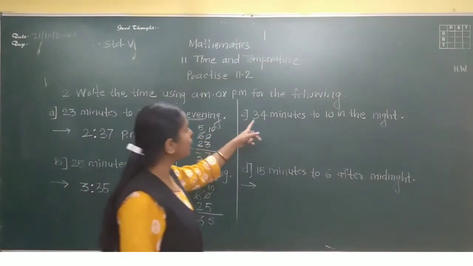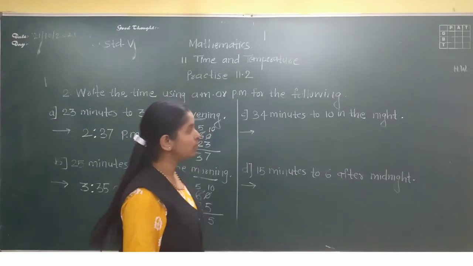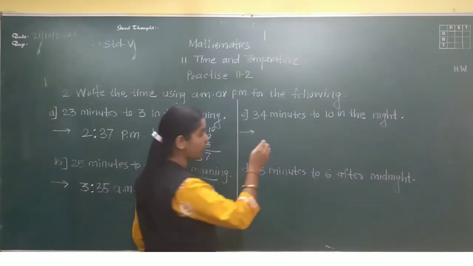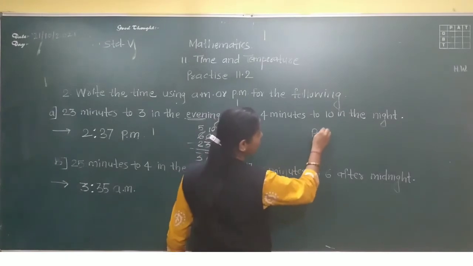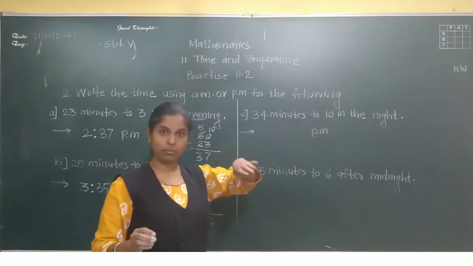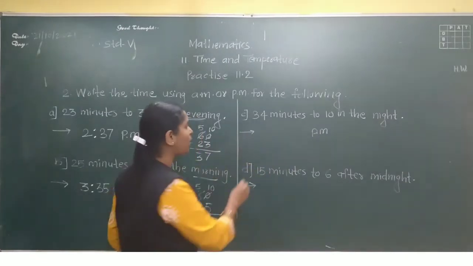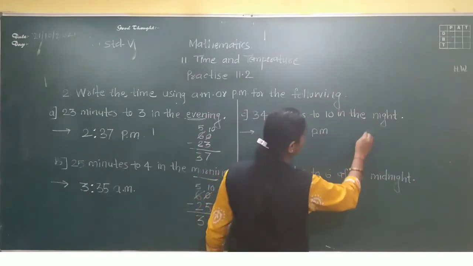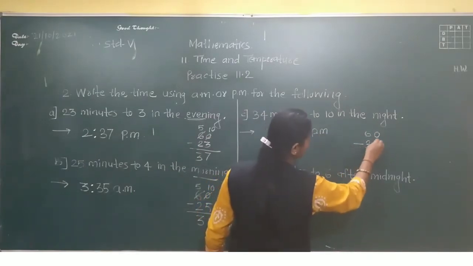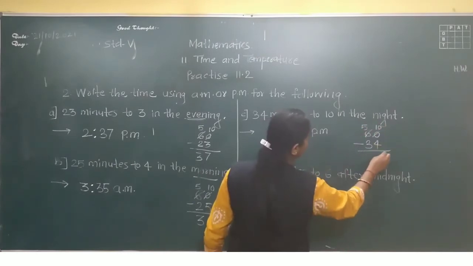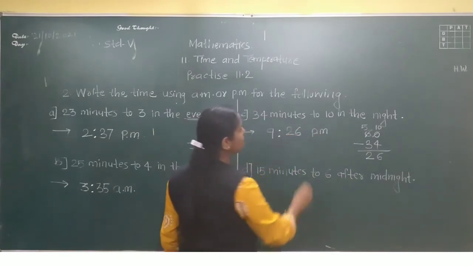C. 34 minutes to 10 in the night. Now the word night is there, so what will it be? Post meridian. 34 minutes to 10 means 10 o'clock is not over. How many hours over then? 9. And how many minutes passed? How to find out? From 60 we have to subtract 34. Okay. Now 10 minus 4, 6. 5 minus 3, 2. That is 9:26 p.m.